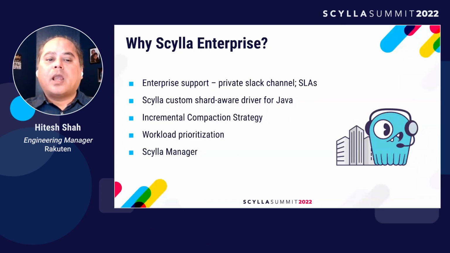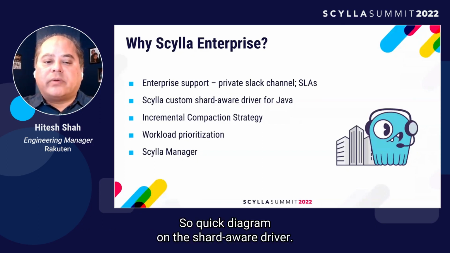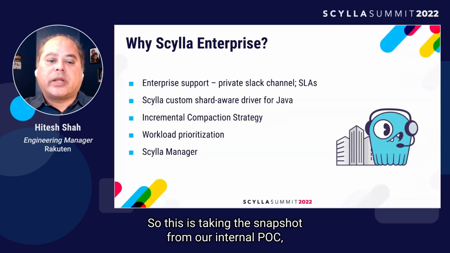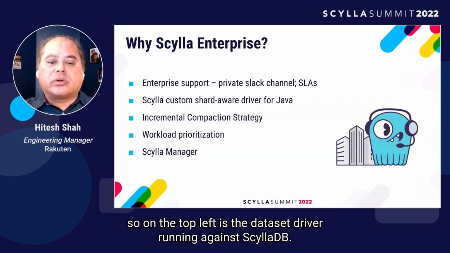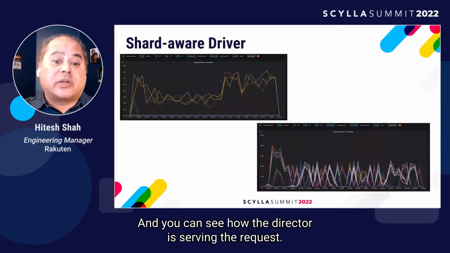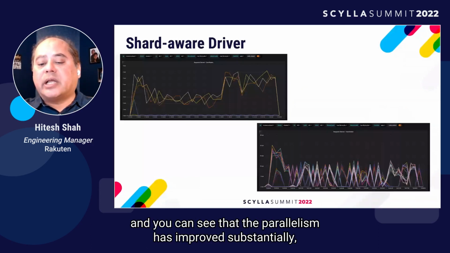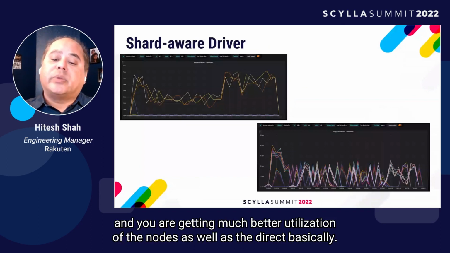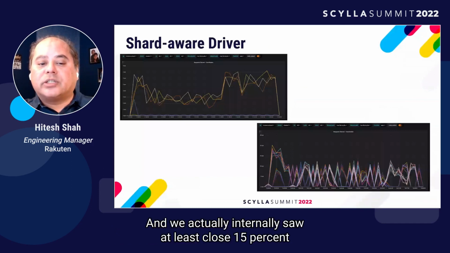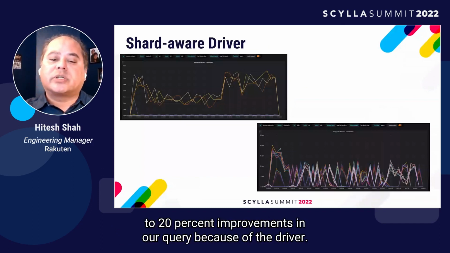Okay, a quick diagram on the shard-aware driver. This is a snapshot taken from our internal POC. On the top left is the DataStax driver running against Scylla, so you can see how the director is serving the requests. On the bottom right is the Scylla custom shard-aware driver, and you can see that the parallelism has improved substantially, and you are getting much better utilization of the nodes, as the director is busy. We actually internally saw close to 15% to 20% improvement in our queries because of the driver.